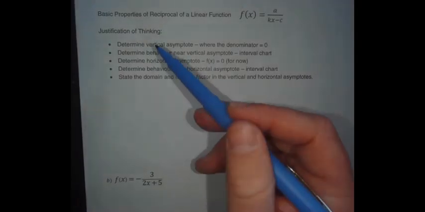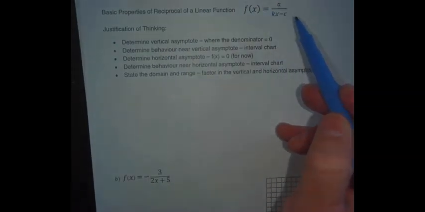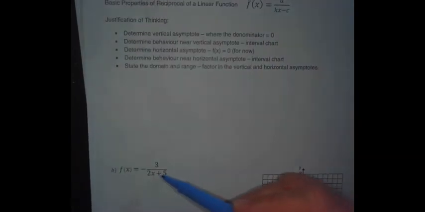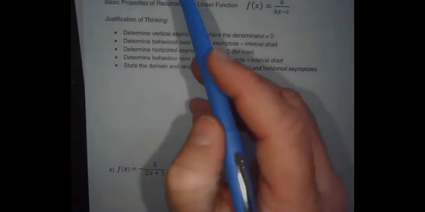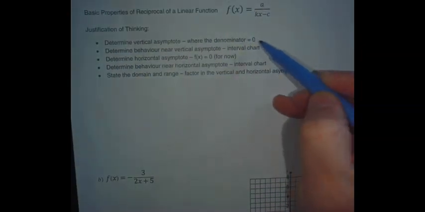So if I'm thinking about my major steps, when I have a function that looks like this, and we can have one that looks a little bit different, but it's not going to change. The goal is to determine the vertical asymptote. It's where the denominator is equal to 0.